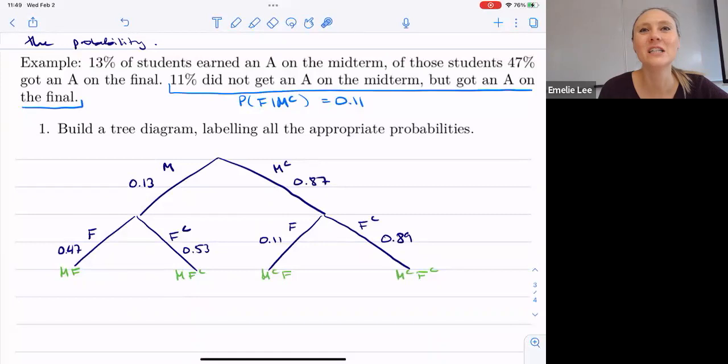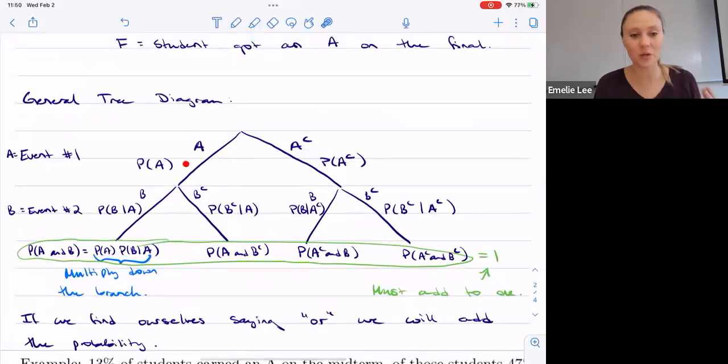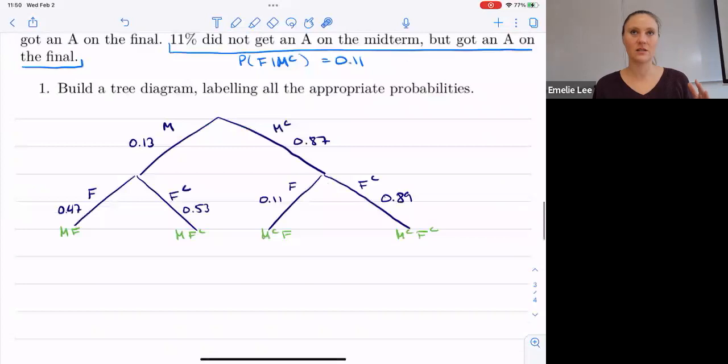When we are asked to build a tree diagram, the point isn't the fancy writing that we did. The diagram is just to help you solve the problem, so we are making it like this. Yeah, I get really sloppy. Technically what we should be writing is all of this, but I don't do that. I just write it like this.